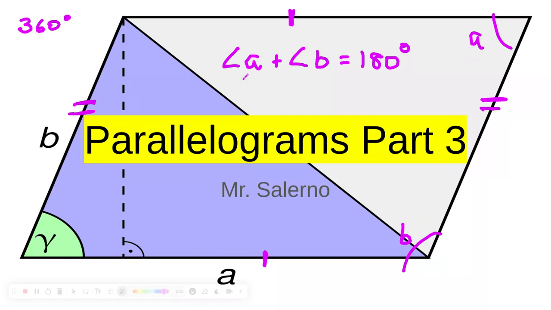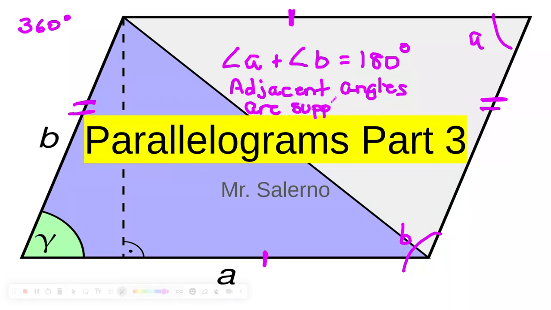So adjacent angles on a parallelogram are supplementary. And we know that supplementary angles will sum to 180. There we go. So keep that in mind as we go over a question here.